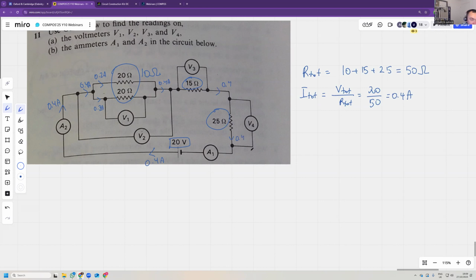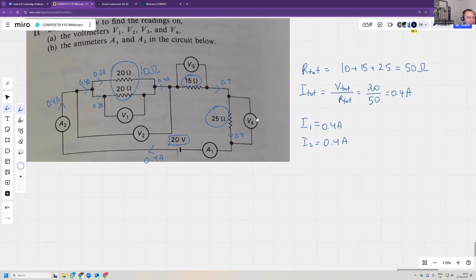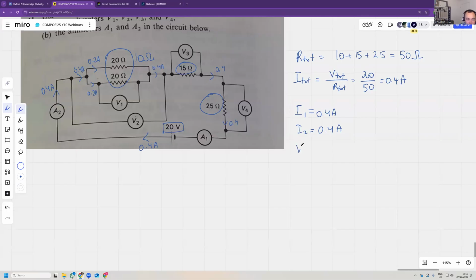Okay, 0.4 everywhere. So current 1 is 0.4 amps. Current 2 is also 0.4 amps because there's no other way for current to flow. Yeah, that's fine. V1. V1 is the current times resistance, and current is 0.2 multiplied by 20, which is 4 volts.